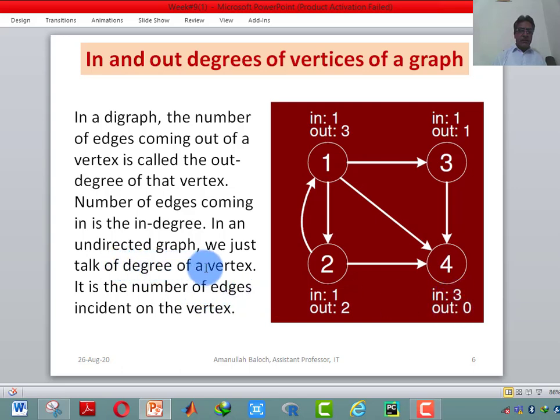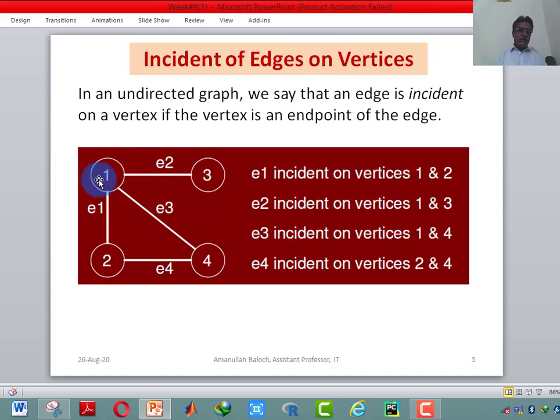We also talk of the degree of a vertex. It is the number of edges incident on the vertex. This was a directed graph, where both in and out degree exist. In an undirected graph, only the degree exists. There is no concept of in and out degree. Here we can say that the degree of node 1 is 3, the degree of node 3 is 1, the degree of node 4 is 2, and the degree of node 2 is also 2. So there is only degree, not in degree or out degree, in a non-directed graph.